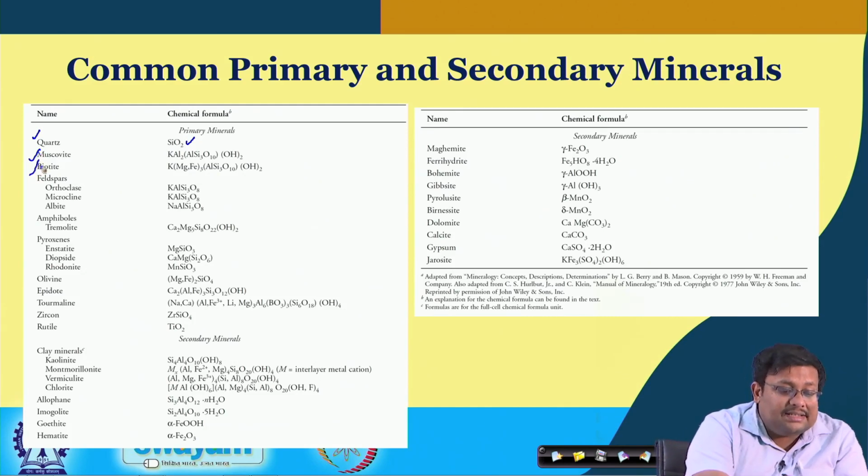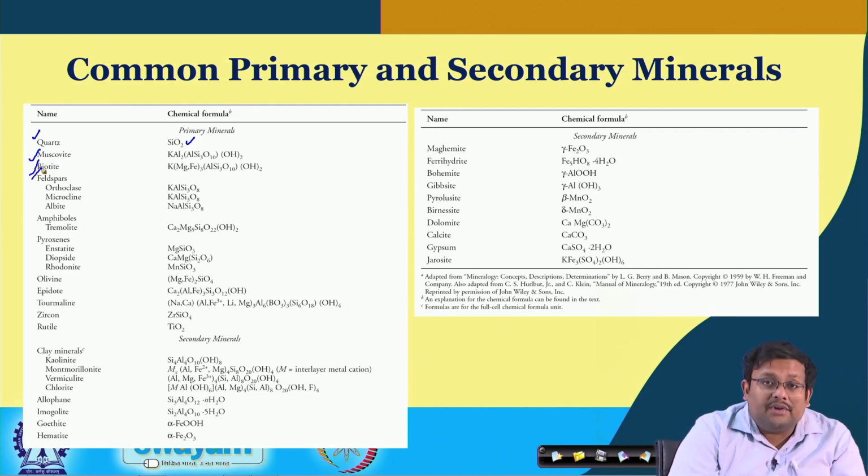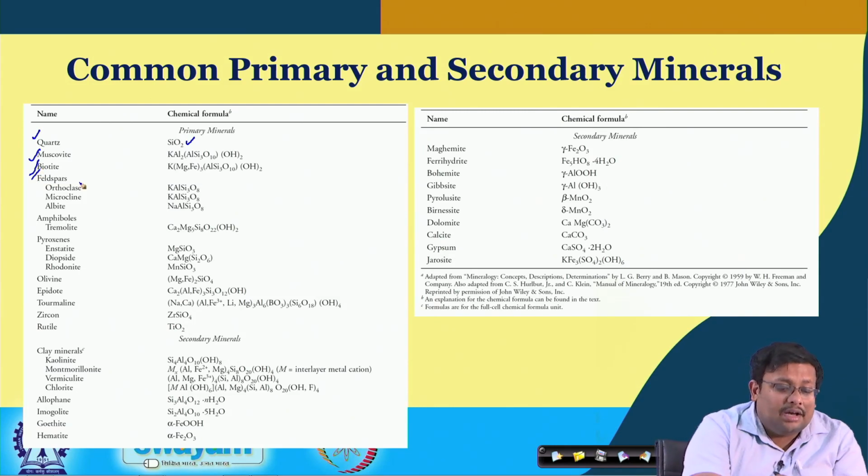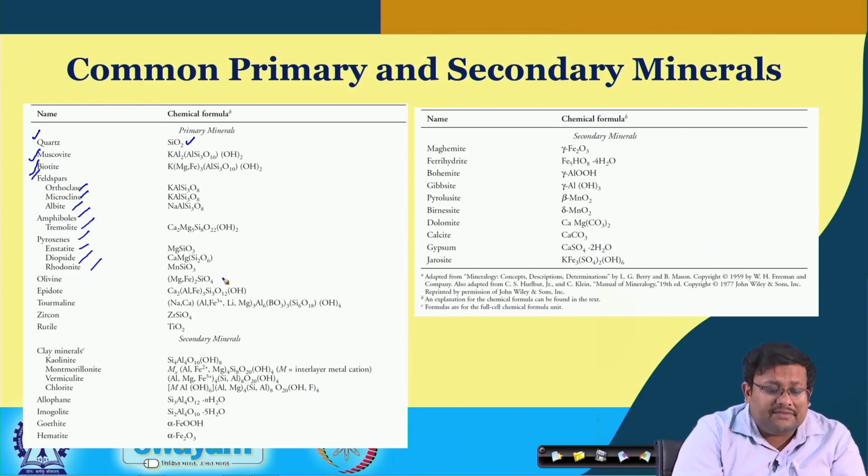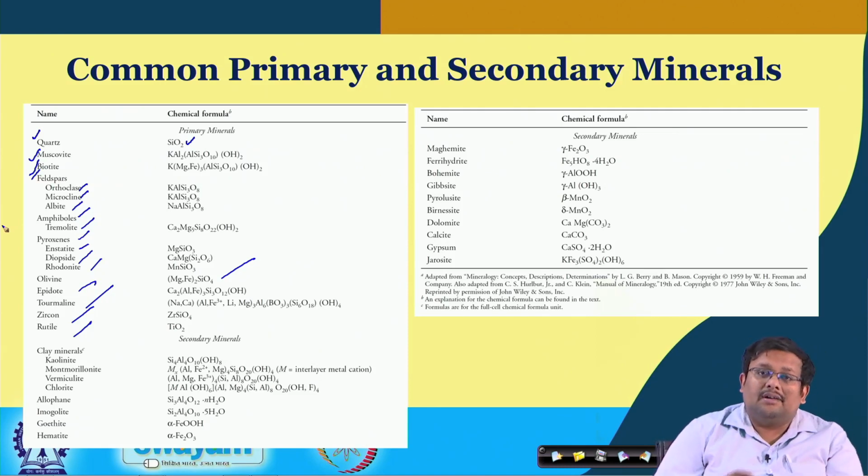Then biotites. Feldspars are of different types like orthoclase feldspar, microcline feldspar, albite, then amphiboles, tremolite, pyroxenes. Among the pyroxenes, there are different types, as you can see: enstatite, diopside, rhodonite, olivine, which is a ferromagnesian mineral, epidote, tourmaline, zircon, rutile. All these are different types of primary minerals.